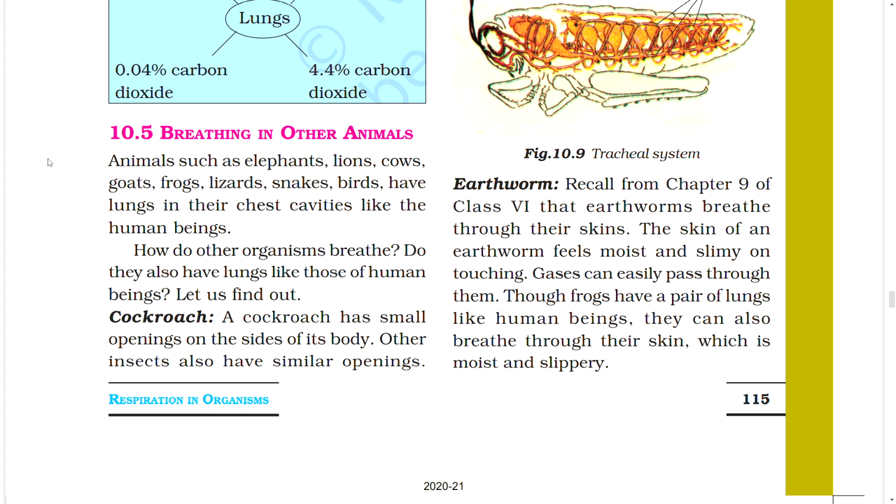How do other organisms breathe? Do they also have lungs like those of human beings? Let us find out. Cockroach. A cockroach has small openings on the sides of its body. Other insects also have similar openings.